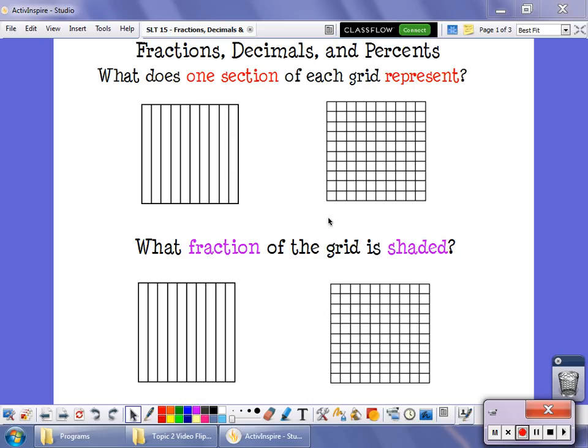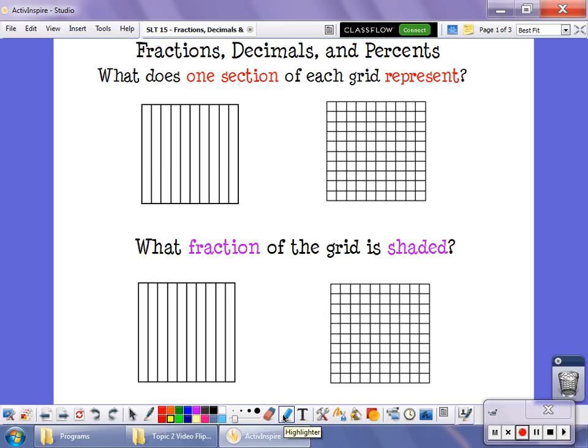Fractions, decimals, and percents can all be used to represent the same number. They are all parts of a whole, and we're going to talk about how each one is related to the other. Let's start with fractions. Fractions can be represented using models.